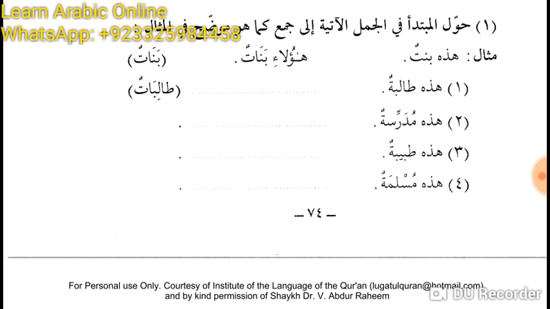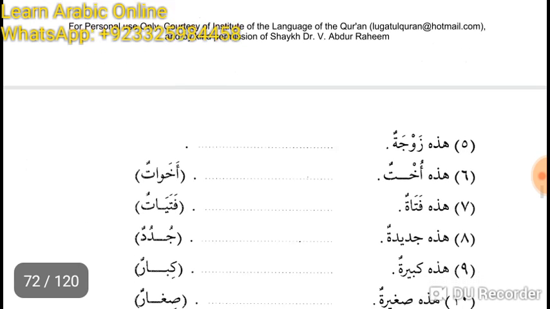Okay. Hadhihi talibatun, this is a student, female student. هؤلاء طالبات. These are female students. هذه مدرسة، هؤلاء مدرسات. هذه طبيبة، هؤلاء طبيبات. هذه مسلمة، هؤلاء مسلمات. هذه زوجة، هؤلاء زوجات.